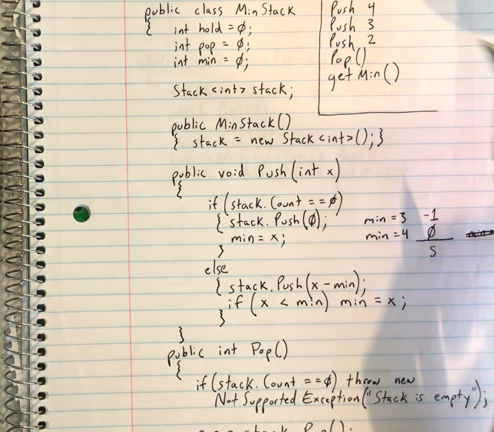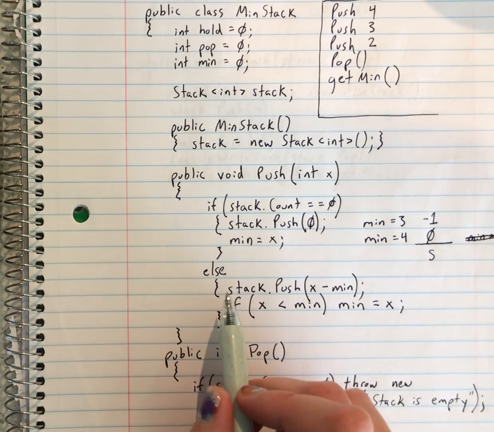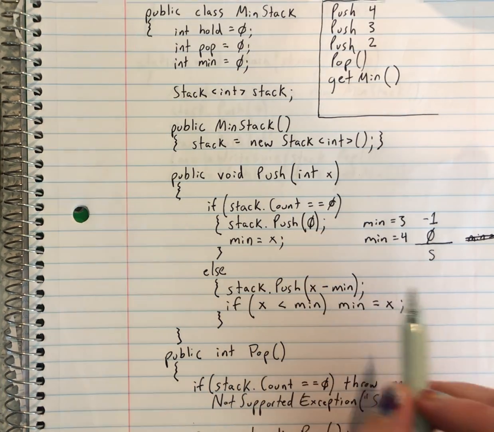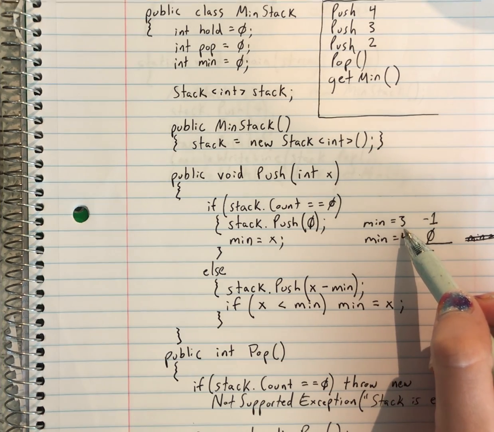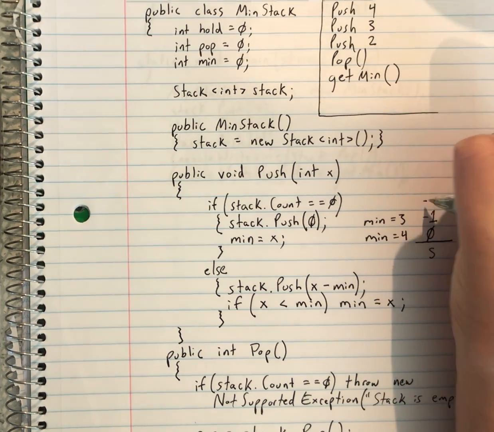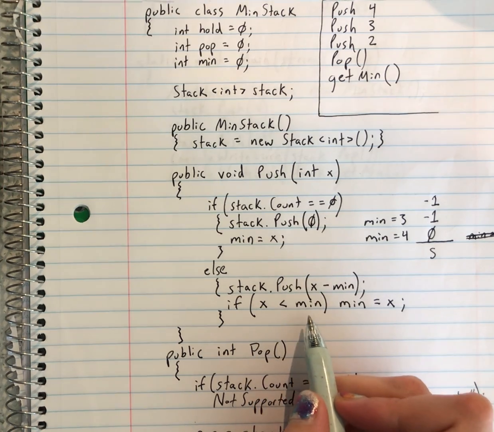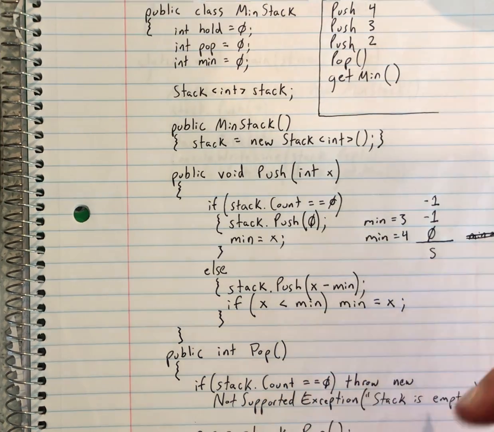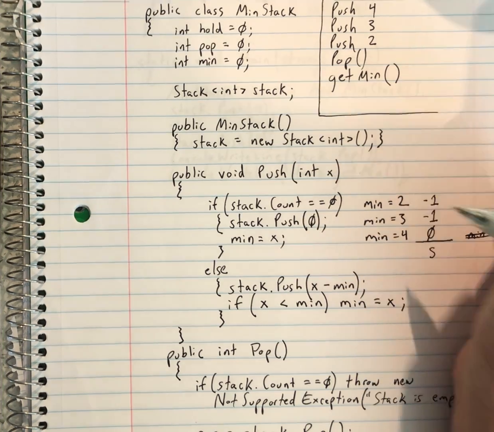Okay, push 2. 2 enters. If stack.count is 0, no. Else, stack.push 2 minus the current min, which is 3. 2 minus 3 is -1. If 2 is less than 3, that's true. Now 2 is the new min. Okay.